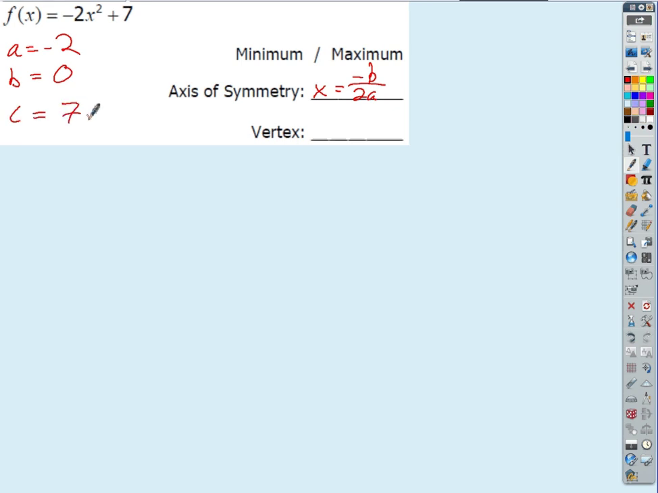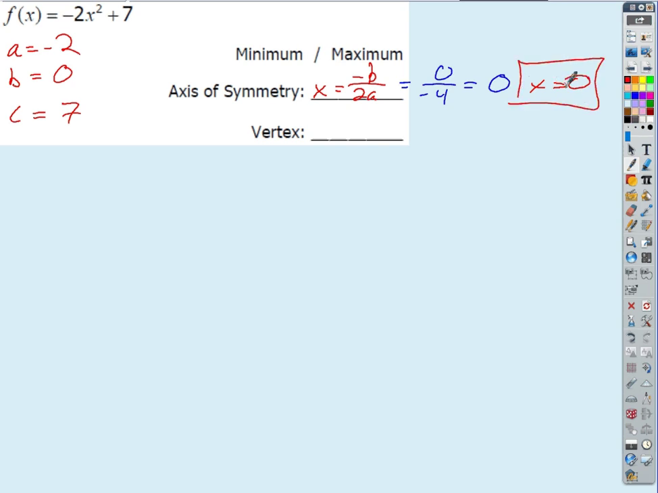Okay, so there's a, b, and c. So now we can just plug that stuff in, right? Here's how I like to do this. If b is 0, well then what's negative b? In this case, 0 doesn't even have an opposite, right? It's its own opposite. So I get 0 divided by, who cares? 0 divided by anything is what? 0. So on the bottom, we technically would get 2 times negative 2 is negative 4. But our axis of symmetry is just going to be x equals 0, right?